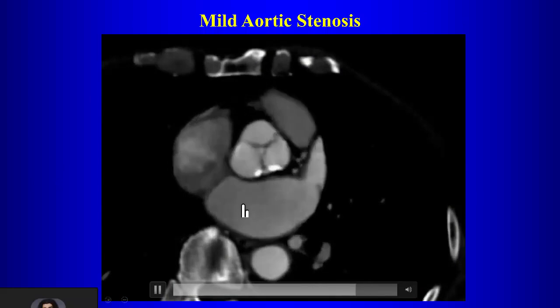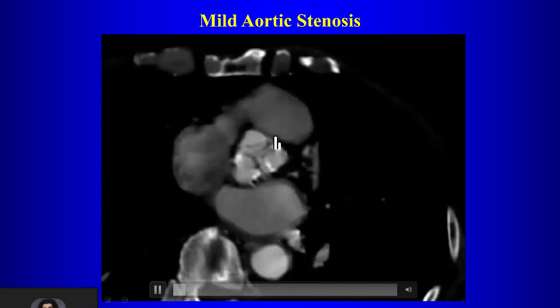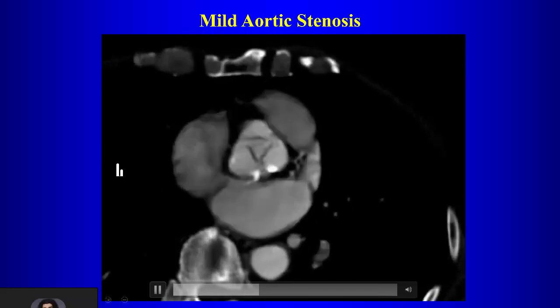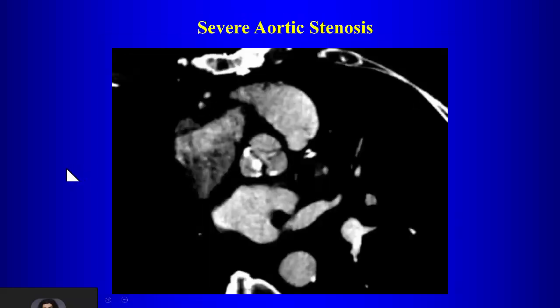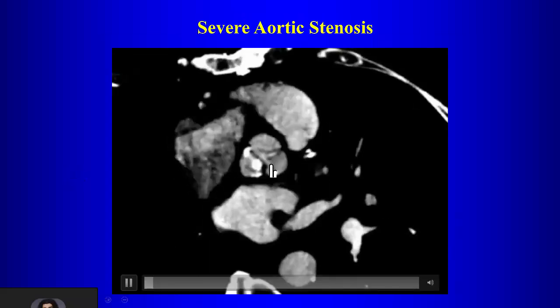Tricuspid, yeah, it's a tricuspid aortic valve. There is some calcification. There is some mild stenosis. It's not quite opening all the way, but it's not severe. There's some mild aortic stenosis there. And then this one is more severe.